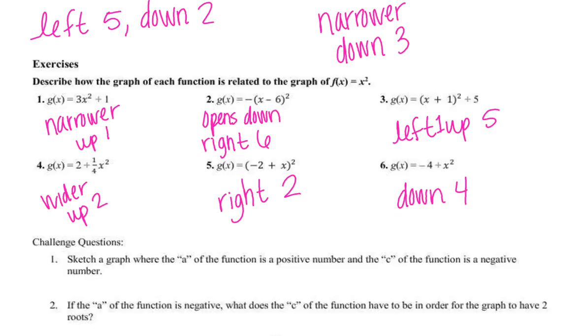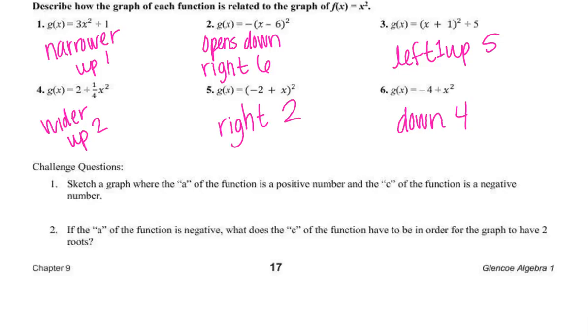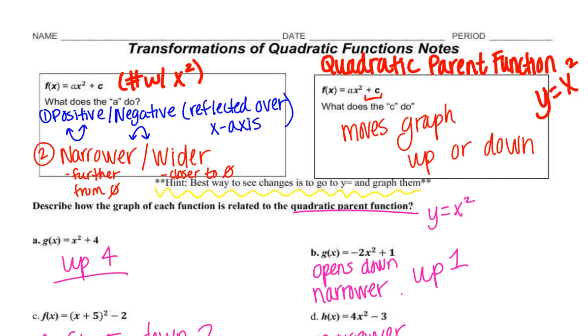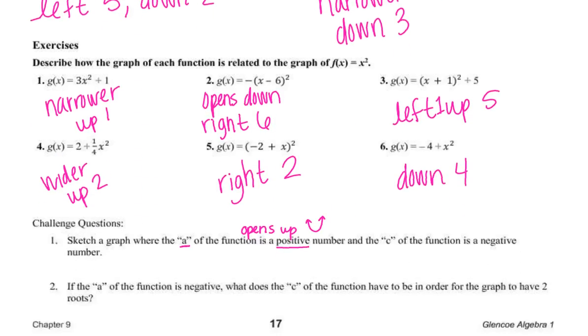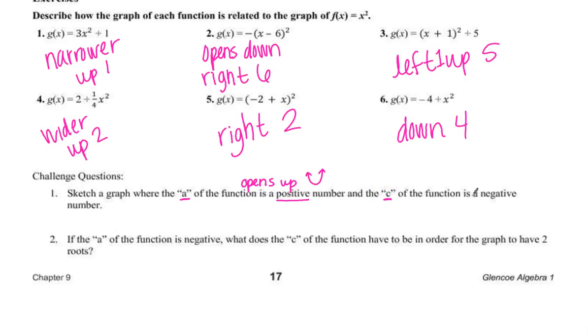Let's look at these challenge questions. I need to explain this so you understand what's actually happening here. It says sketch a graph where a of the function is positive and c is negative. Okay? So if a is positive, that means that the graph opens up. It's like this. Okay, and that's from this part of your notes here. So right here, I said the a makes it positive or negative. If it's positive, it's opening up. But if c is negative, that means that the graph has to have shifted down. So if the c is a negative number, it has to shift down.